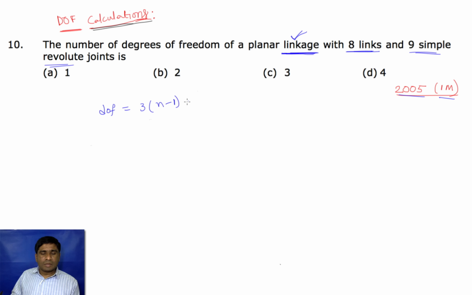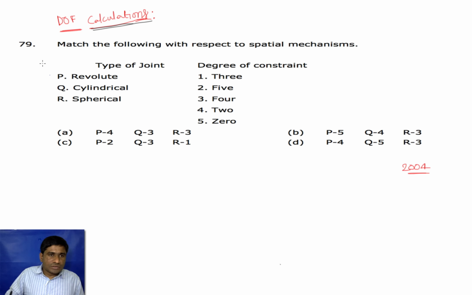So here it is 3 into (n minus 1) minus 2 into p1, and p2 is 0 because all the links are connected by simple revolute joints. So what is the value of this one? N is 8 here. So 3 into 7 minus 2 into 9. How much? This is a 3. Answer is C. Next question is this one.